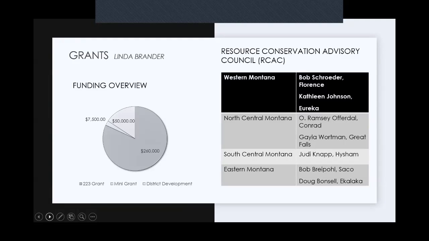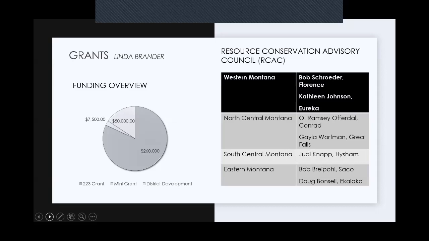And the first thing I want to do is make a correction on my graphic. This is a graphic that's been run by my brain many times, and I overlooked it till this morning. The total for all of these programs is $260,000 per fiscal year. So this $260,000 funds the 223 grants, the mini ed grants, and the district development. And as you'll see then, we allotted $7,500 for mini grants and then the $50 for district development.